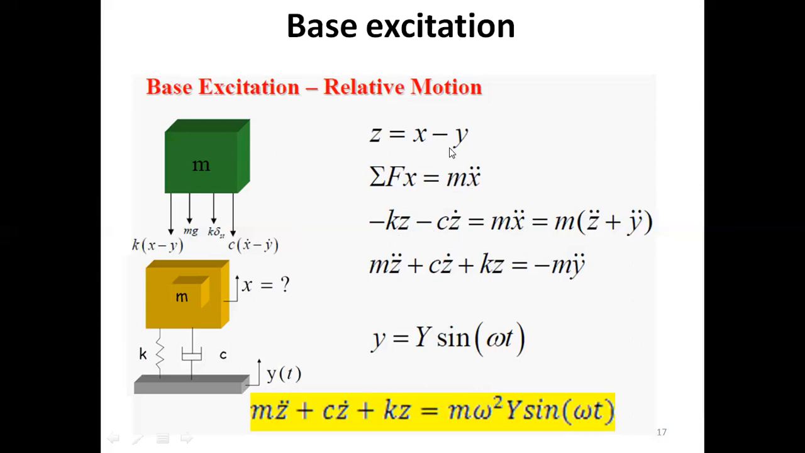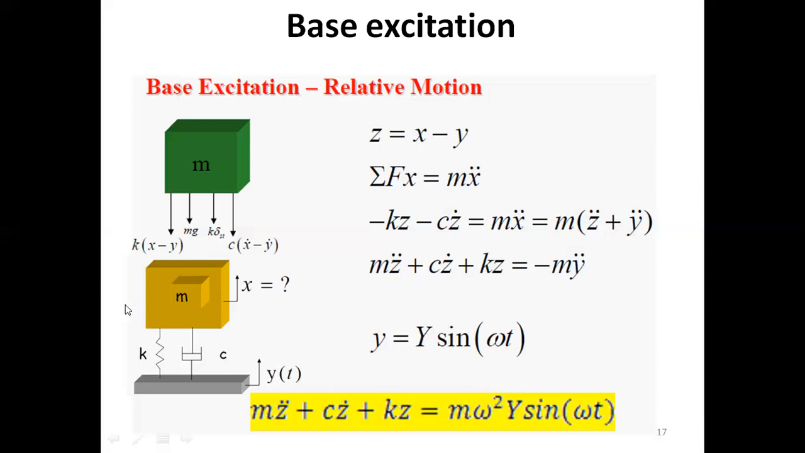x double dot we could find out from this equation. z double dot is equal to x double dot minus y double dot, and from that equation x double dot is equal to z double dot plus y double dot. So after rearranging the equation, we would have m z double dot plus c z dot plus k z is equal to minus m y double dot. So we have the equation of motion in terms of relative displacement z.